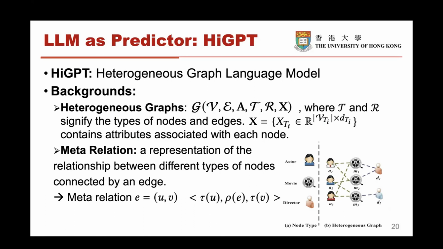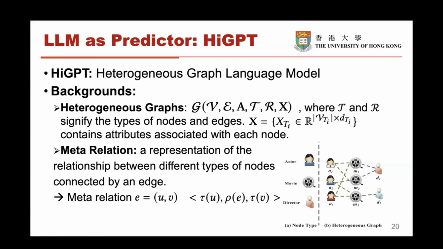The graphs I mentioned before are homogeneous graphs, which means there is only one type of node and one type of edge. However, in the real world, there are a lot of graphs that contain multiple types of nodes and edges. For example, given a graph shown in the right figure, there are three types of nodes, that is movie, actor, and director, and four types of edges, that is movie to director, director to movie, movie to actor, and actor to movie. So we should model different types of nodes and edges independently. We call these graphs heterogeneous graphs.